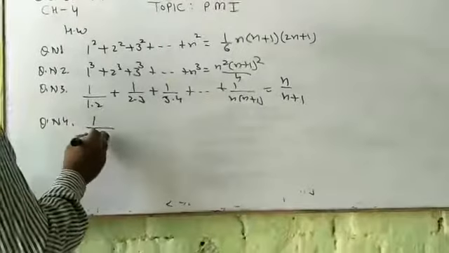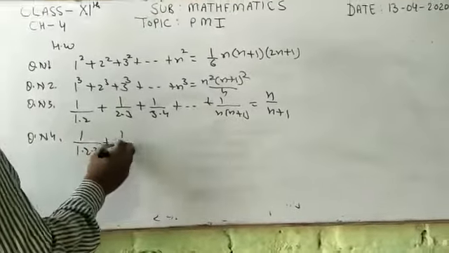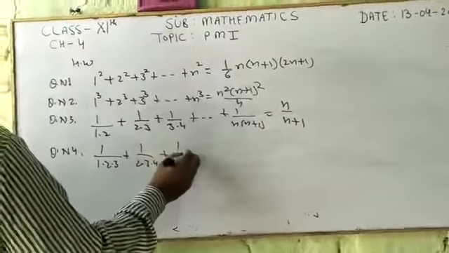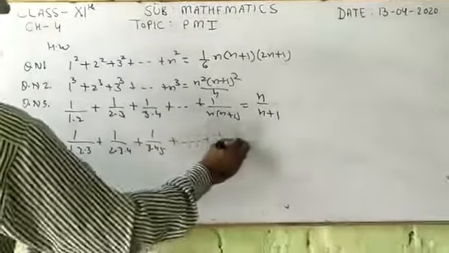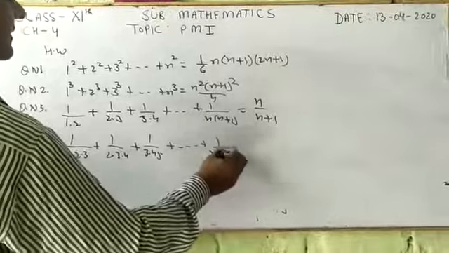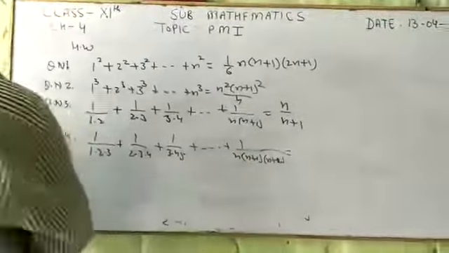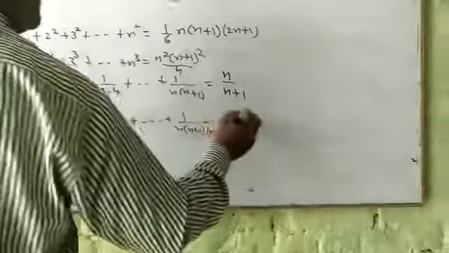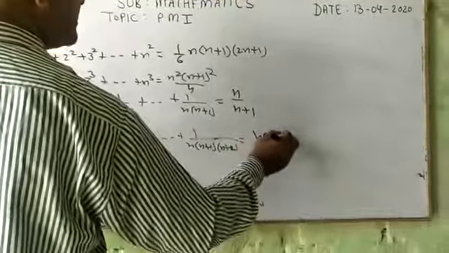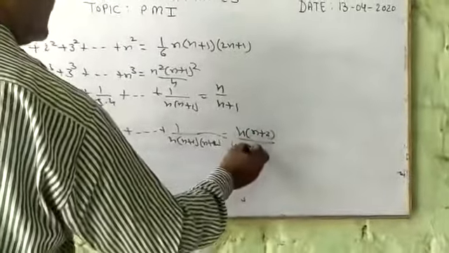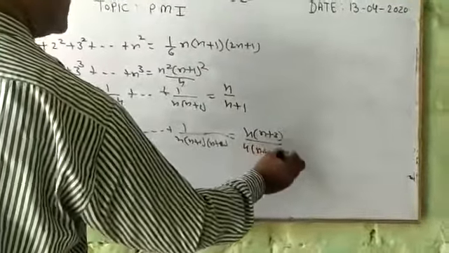Question number 4: 1 upon 1 into 2 into 3, plus 1 upon 2 into 3 into 4, plus 1 upon 3 into 4 into 5, up to 1 upon n into n plus 1 into n plus 2, equals n into n plus 3 upon 4 into n plus 1 into n plus 2.